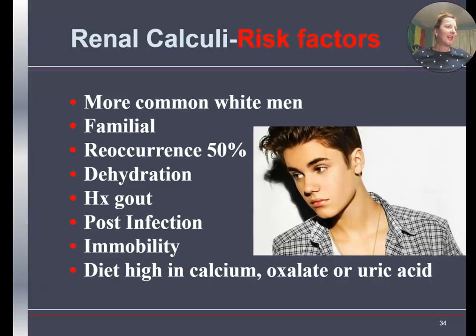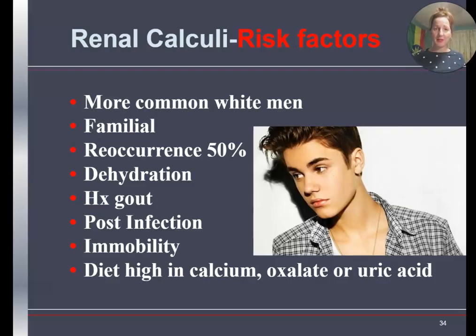History of gout. Do you remember how when grandpa ate too much shrimp and drank too much brown liquor, and now he's dragging his foot around? I got the gout. So that's also a crystal formation in the extremities. So if you have a family history of gout, it could potentially mean that you're more likely to have renal calculi. It can happen after infection, just because of all the different stuff flowing through the blood.